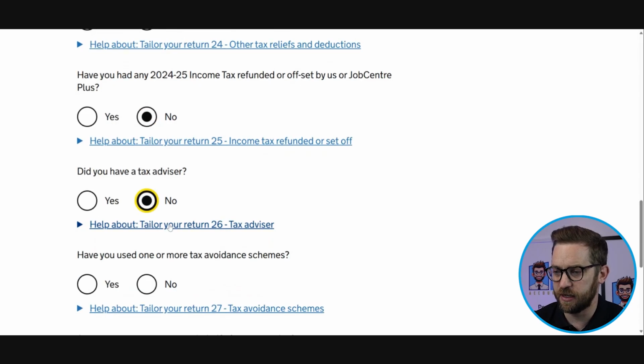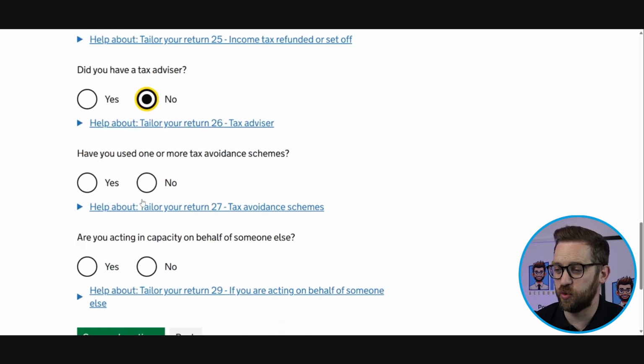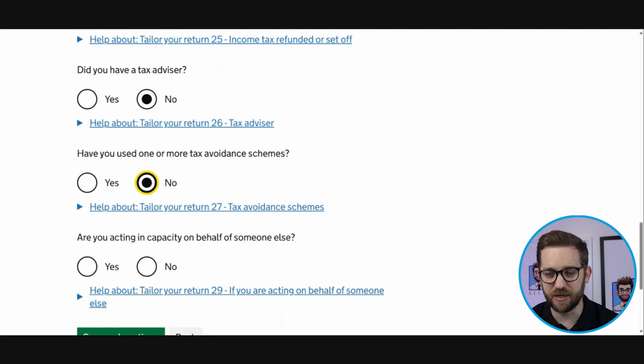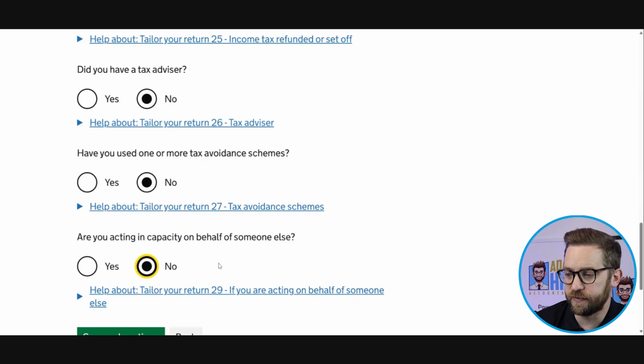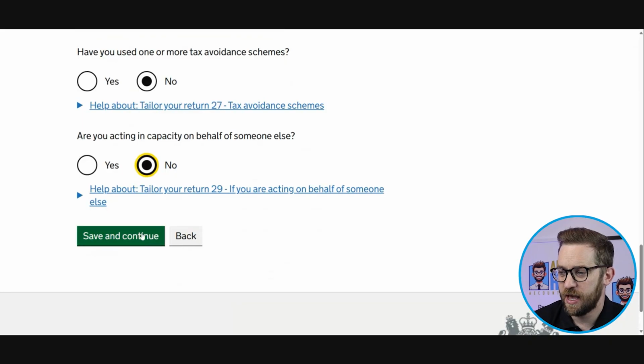Did you have a tax advisor? Have you used one or more tax avoidance schemes? Tax avoidance schemes normally have a reference or some kind of number, a code allocated to them. And when you use them, you're given that code by your advisor. And you have to declare that scheme on your tax return and provide HMRC with the details. HMRC believe that they shut down most of these schemes and they recover most lost tax via the courts. Whether that's true or not, I don't know. You would imagine people wouldn't do it if that was the case, but you would need to declare any tax avoidance schemes on your tax return. Are you acting in capacity on behalf of someone else? No, I'm completing my own tax return and I'll save and continue.